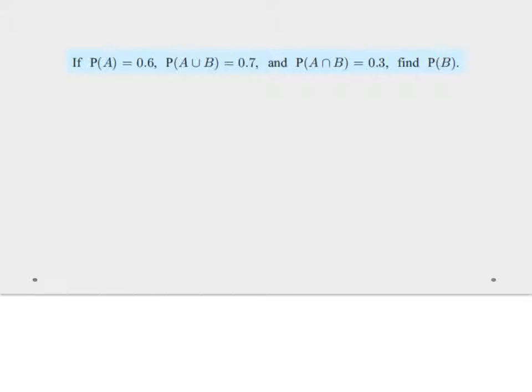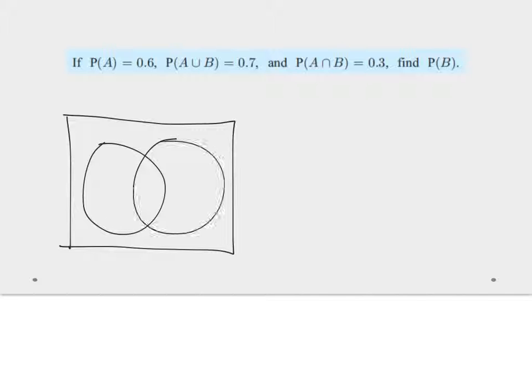Okay, so here's an example. If the probability of A is 0.6, the probability of A union B is 0.7, and the probability of A intersects B is 0.3, then we want to find the probability of B. And if we draw a Venn diagram that represents this, then we have A here and B here. And we know that the intersection, A and B, is 0.3. And we want to know what's the probability of B altogether. So we need to find this and we need to find this.